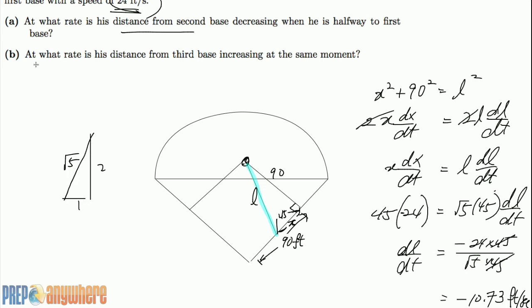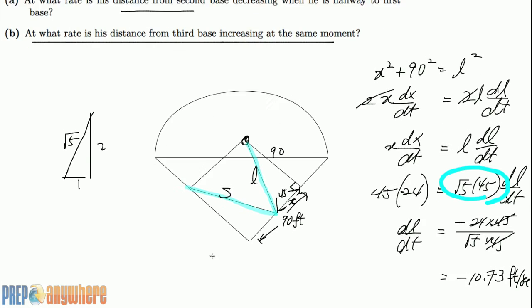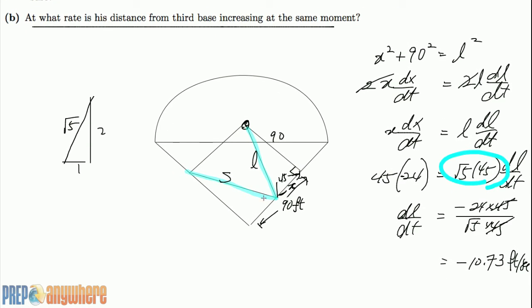At that same moment, part B: at what rate is the distance from third base increasing? So let me draw a line to third base. You can see at this exact moment this will be the exact same length, 45 times root 5, because it's a square. Let me call this distance S, and if this is X, then this distance will be 90 minus X, and this is still 90.